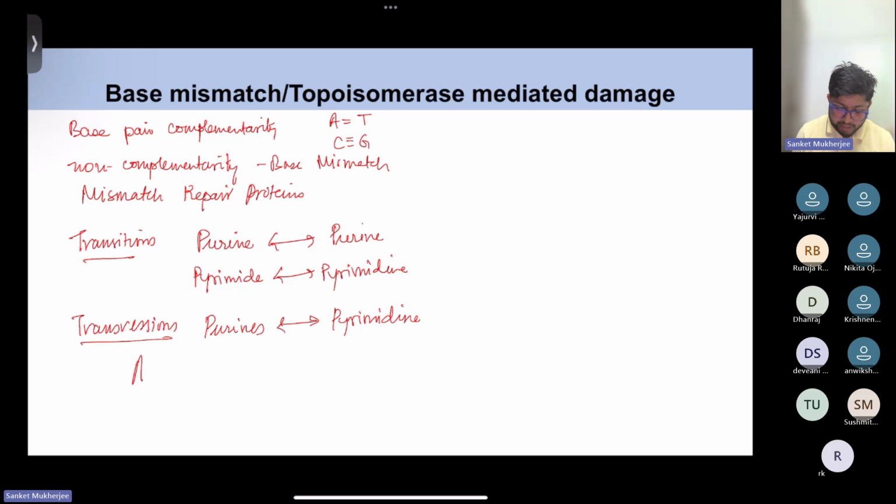If there are A, G, and then C and T: if A is replaced with G or vice versa, or C is replaced with T or vice versa, in these situations it is a transition. If A is replaced with T, or A is replaced with C, or G is replaced with T, in such a scenario, it's a transversion.